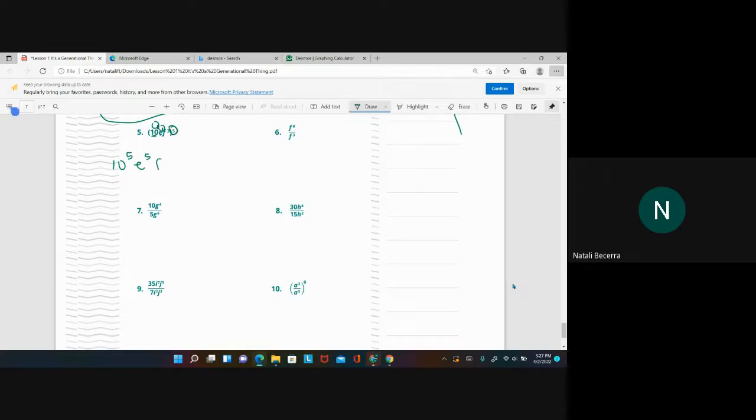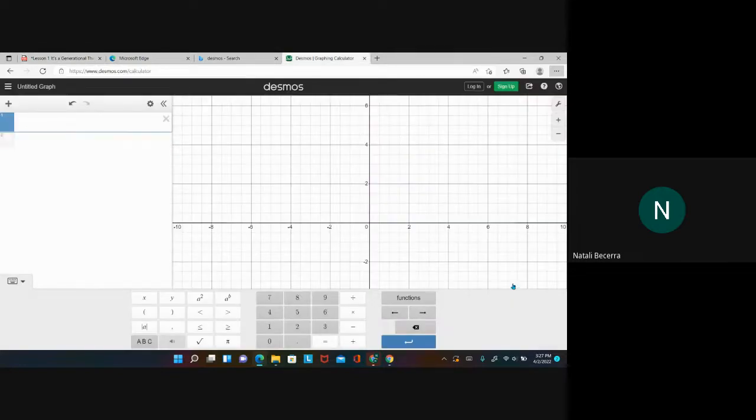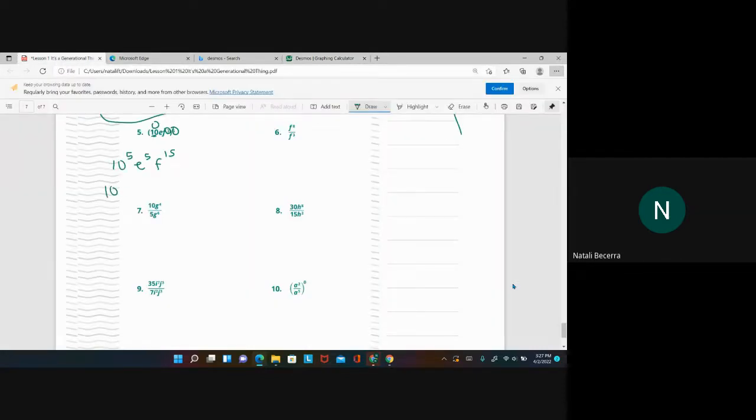And then for F, they wrote down, let me erase this because it's getting kind of hard to see it. For F, I have 3 as the exponent on the inside, and then 5. 3 times 5 is 15. So 10 to the power of 5, let's put that. 10 to the power of 5 is 100,000. So 100,000, E to the power of 5, F to the power of 15. This is my answer.